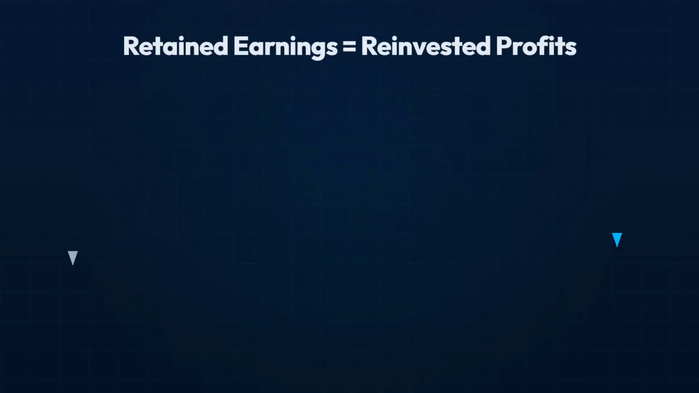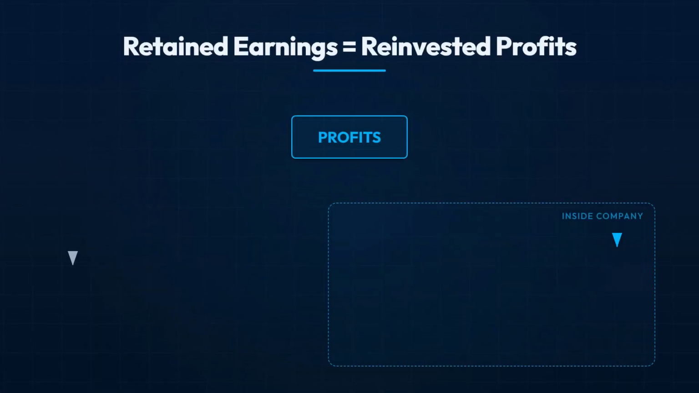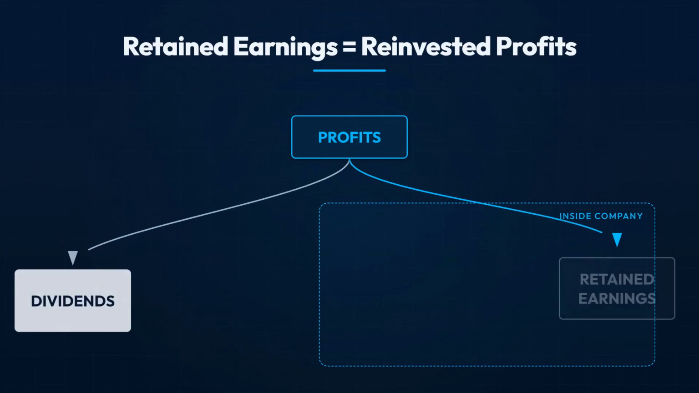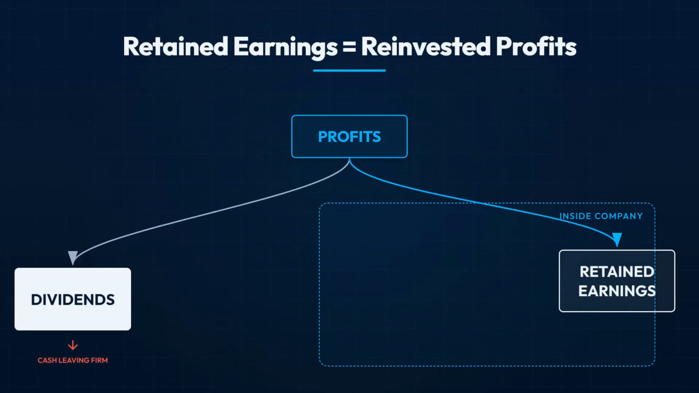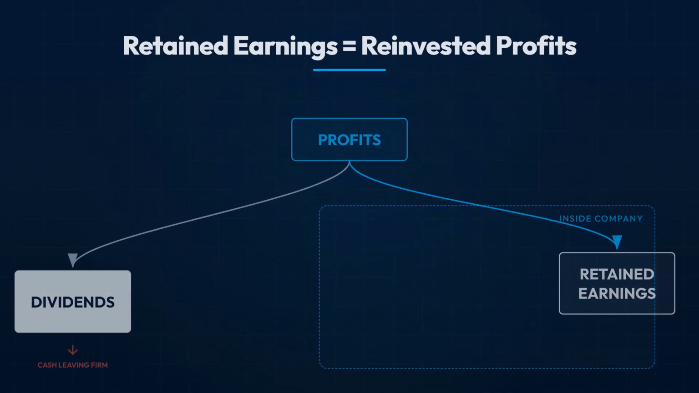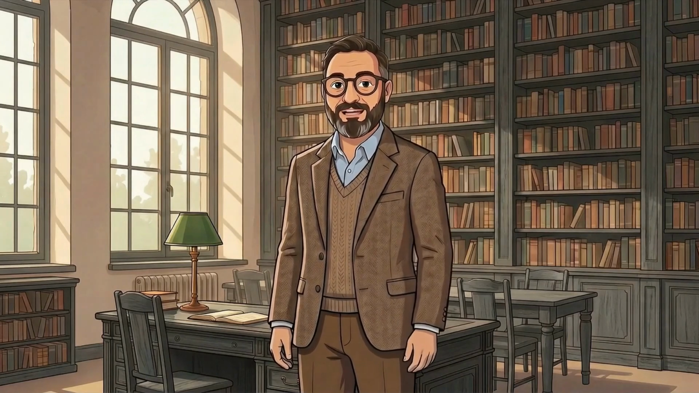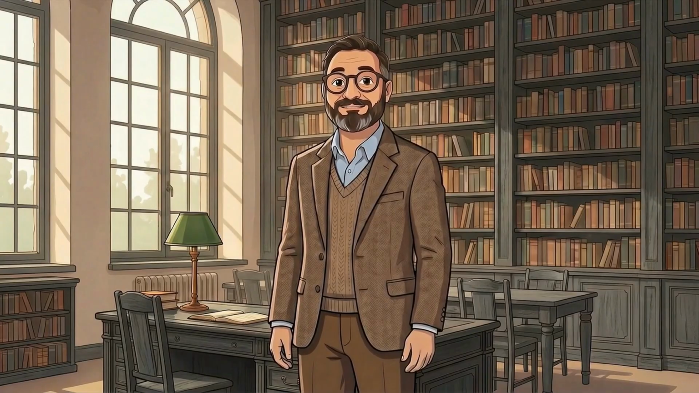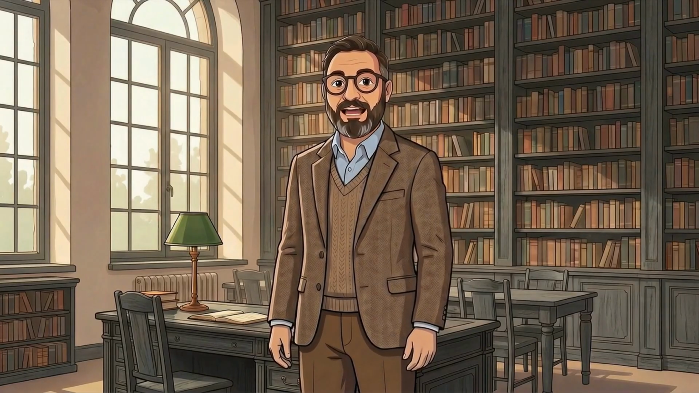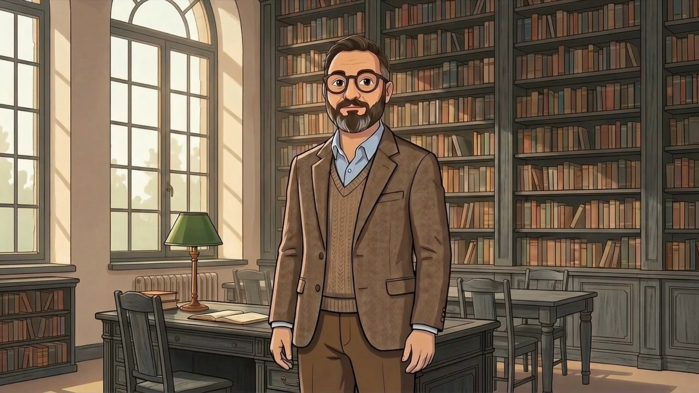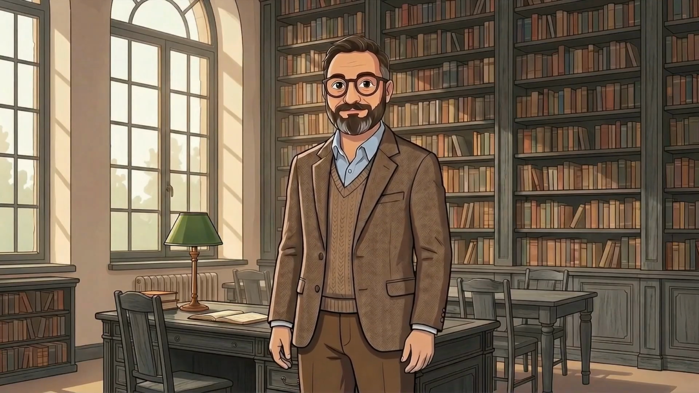The second major component is retained earnings. These are the profits the company keeps to reinvest in its future, rather than paying them out as dividends. Keeping these profits increases the owner's equity over time. Think of retained earnings as the company's savings account. Every dollar of profit that isn't sent to shareholders as a dividend adds directly to the value of the business, strengthening the balance sheet and fueling further growth.